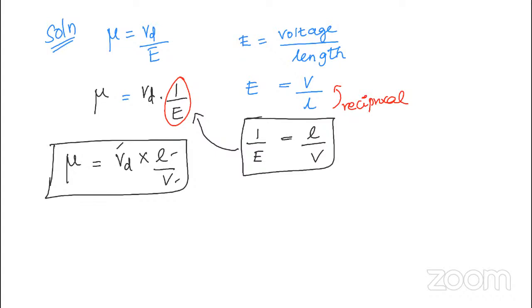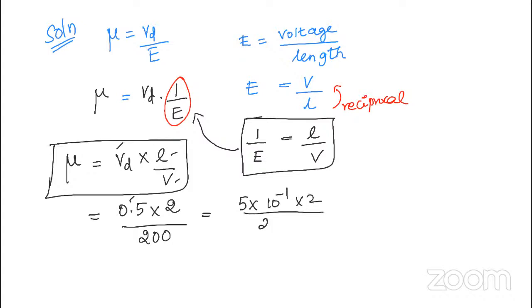Okay, now we are substituting the values here. 0.5 for VD, for L it is 2, and for V it is 200. Okay, so substitute panikla. To solve this simply, 0.5 we are writing as 5 into 10 power of minus 1. Okay, 5 into 10 power of minus 1 we have to write, and here it is 2 divided by 200.